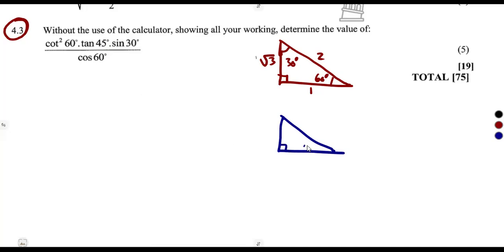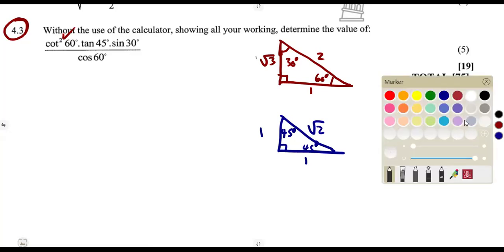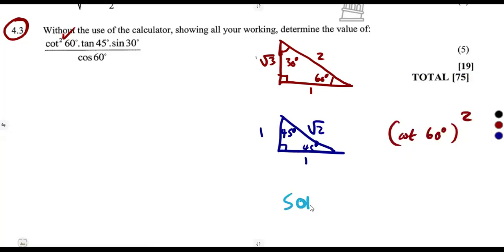We have got 45 there, 45 here. So for 45, it's 1, 1, square root of 2. This is the triangle for 45 degrees. So we are given cot squared. Remember, I talked about a squared. Cot squared means cot 60 degrees squared, like that. Cot. And our SOHCAHTOA can help us.